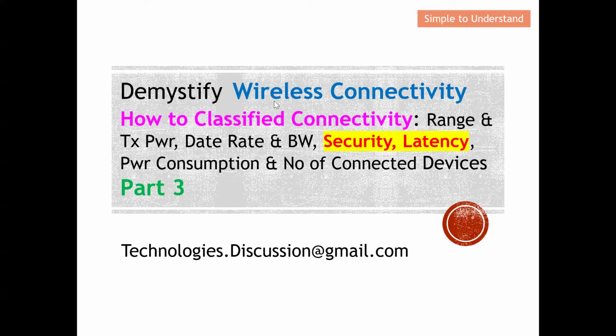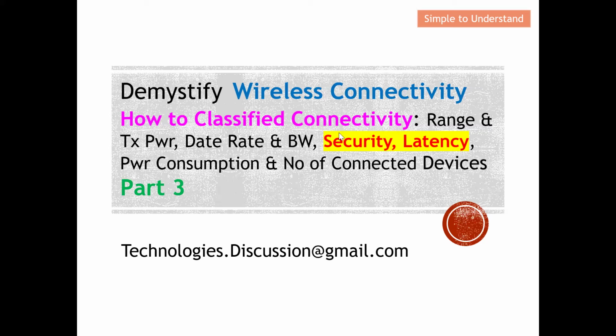Today, I'd like to continue the discussion on wireless connectivity. In the part 2 series discussion, I have discussed how we can classify connectivity based on range and transmission power, data rate, and also bandwidth. In this video, I will concentrate on how we can classify connectivity based on the different forms of security and also latency. These two are also very important.